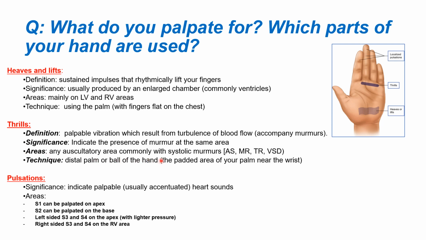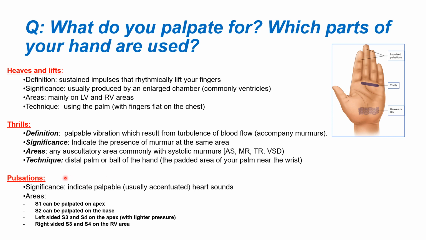You can feel a thrill on any of the areas we talked about. You can feel the thrill for aortic valve, for mitral valve, for tricuspid valve, even for ventricular septal defect. All these can produce different thrills in different areas of the precordium, and we can feel the thrill with the base of the fingers. Okay, so this is the area which you need to put on the area of the heart to feel the thrill.